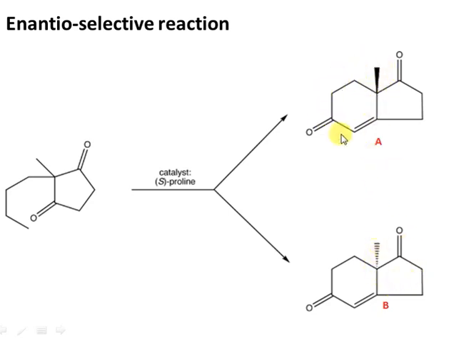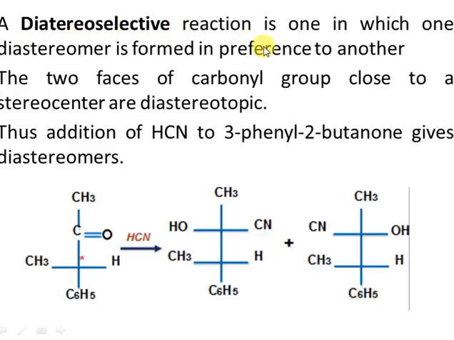But this isomer, this A isomer, is formed in much larger excess. So the enantiomeric excess of A will be higher than B, right? Since the reaction is favoring the formation of one enantiomer, this reaction will be considered as an enantio-selective reaction or asymmetric synthesis.